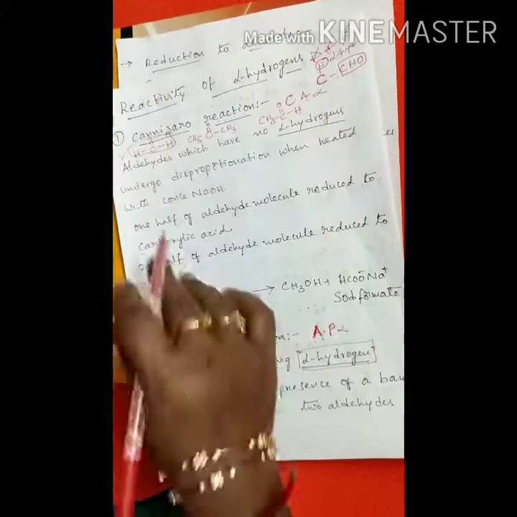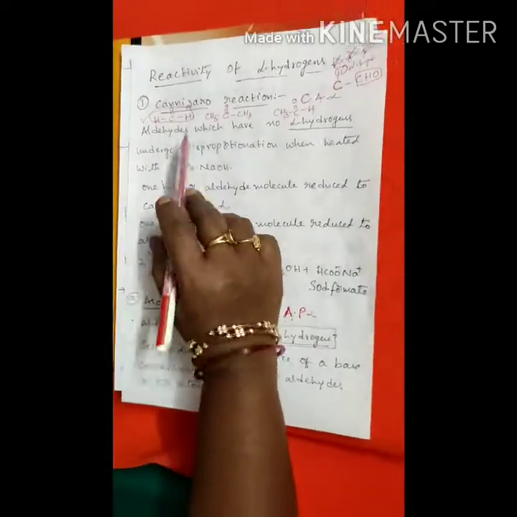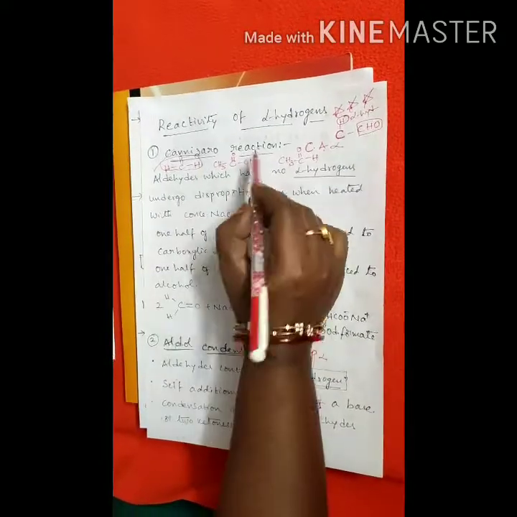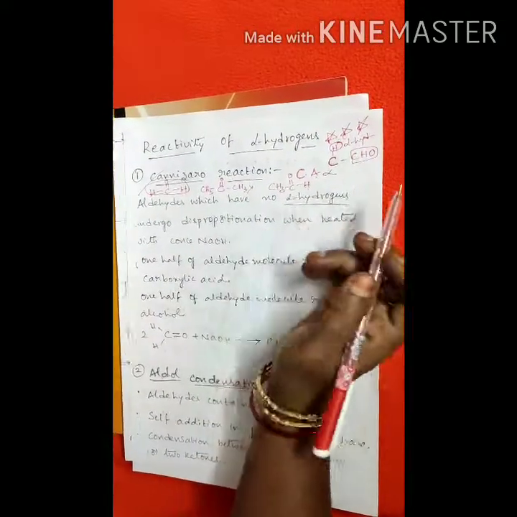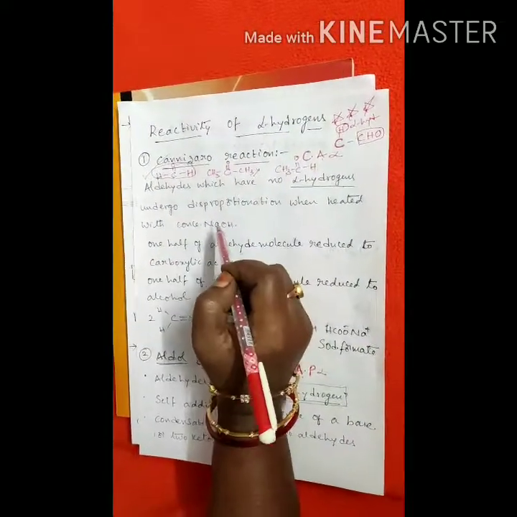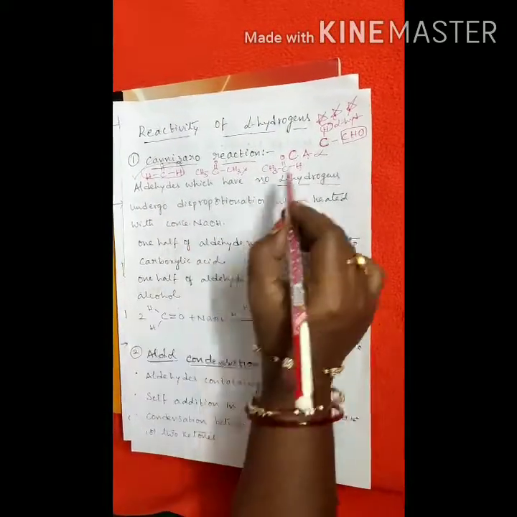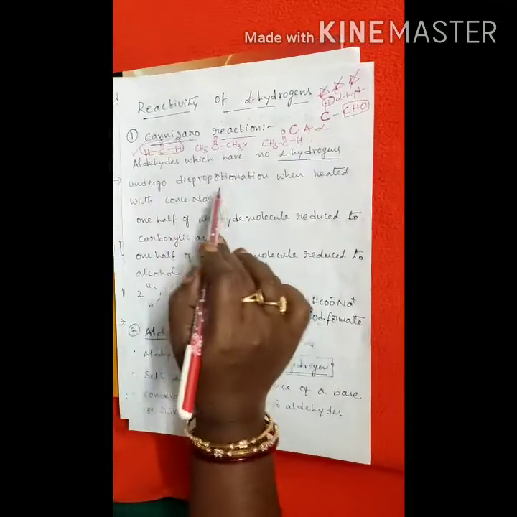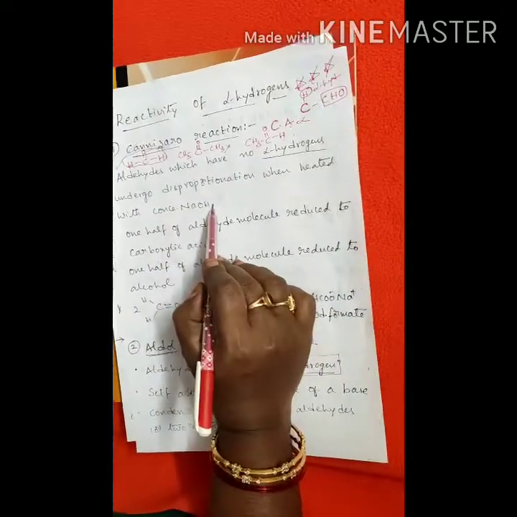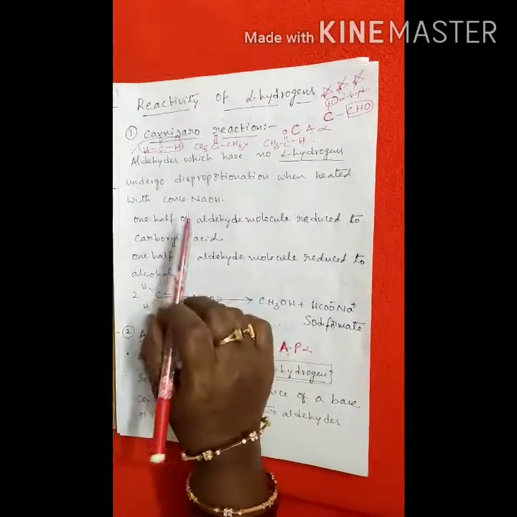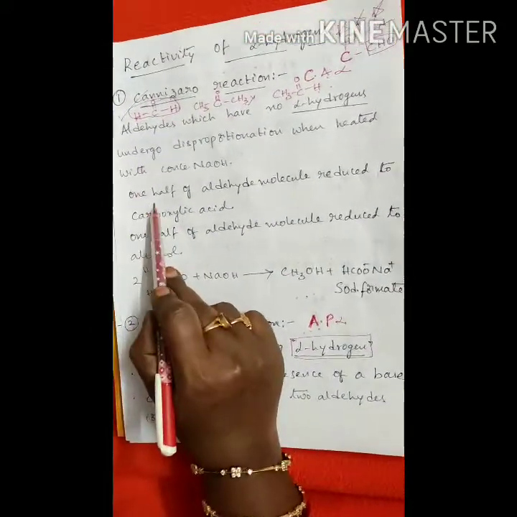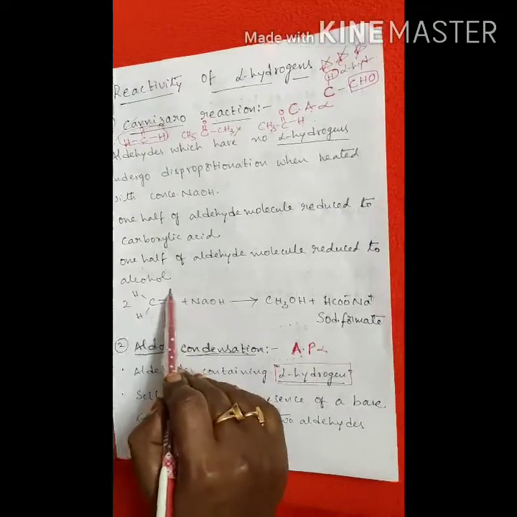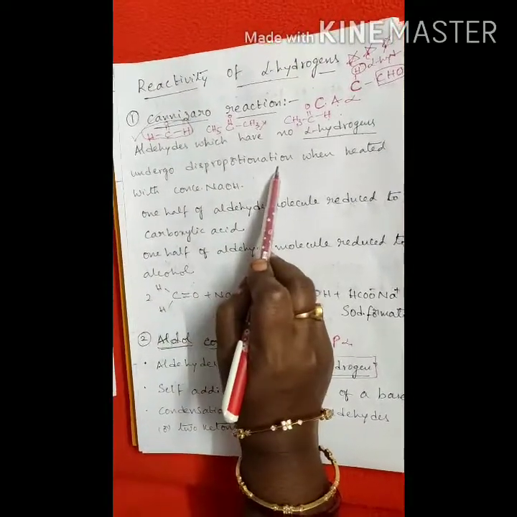Aldehydes which have no alpha hydrogens undergo this reaction, and ketones don't undergo this reaction. Aldehydes which have no alpha hydrogens undergo disproportionation when heated with concentrated NaOH. Here two aldehydes are used. One aldehyde is converted into carboxylic acid and the other half is converted into alcohol. That's why this is known as a disproportionation reaction.